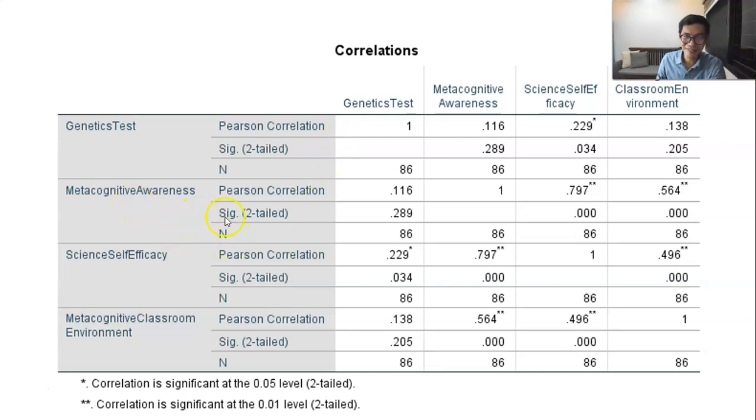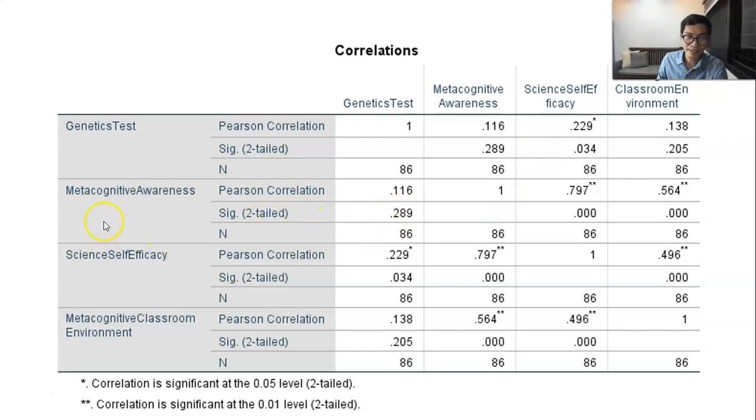For metacognitive awareness and the genetics test, what I usually check here is the p-value, the sig value. If it's less than 0.05, then we can assume that there is a significant relationship between the two variables. So metacognitive awareness compared to genetics test: there's no significant relationship because it's greater than 0.05.